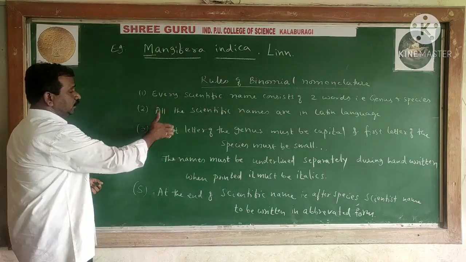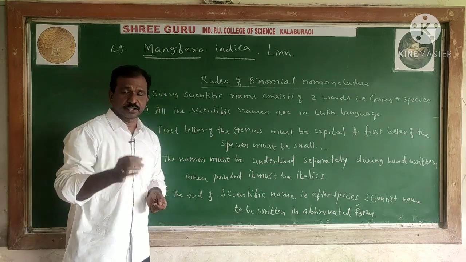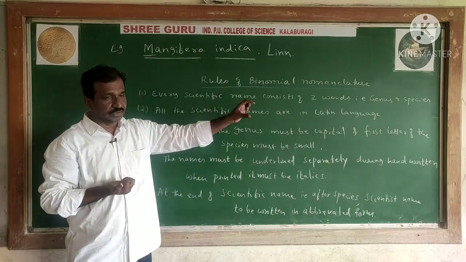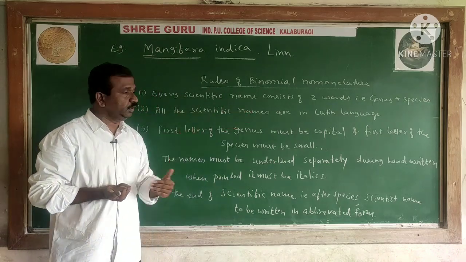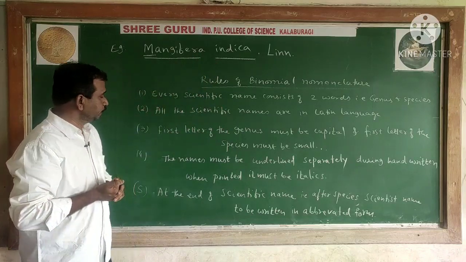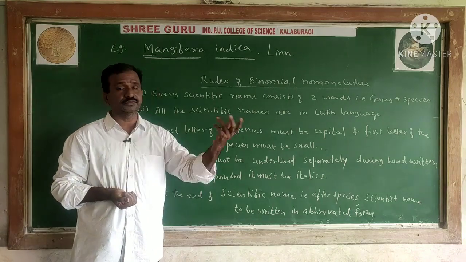Then next is, lastly, that names must be underlined separately. This is also important. Adakkagi rules kelidaga ond example nenipittukondu baradu bidbeku. We have to write it on one side so that you come to know what rules it has been framed. Followed. So millions of organisms are there, still we have not given the name. Esto hesarugalive.